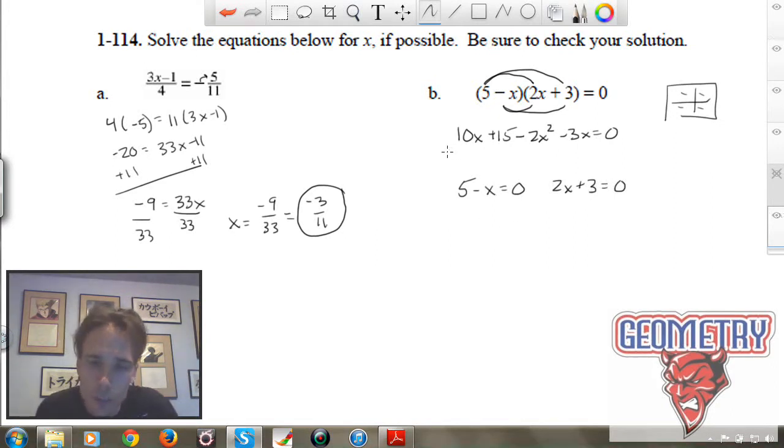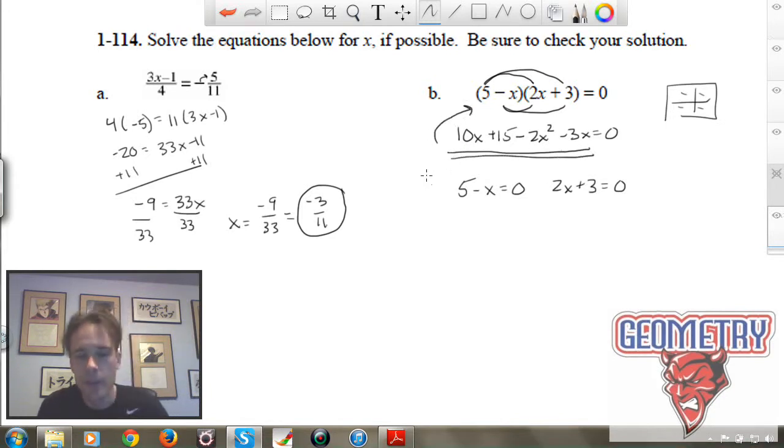So usually we're given something messy like this, and we have to turn it back into the factored form. Okay, this is what we want, the factored form. So 5 minus x, set it equal to 0. 2x plus 3, set it equal to 0. So 5 minus x equals 0, that means negative x equals negative 5, which means x equals 5. There's one of our solutions for that problem.